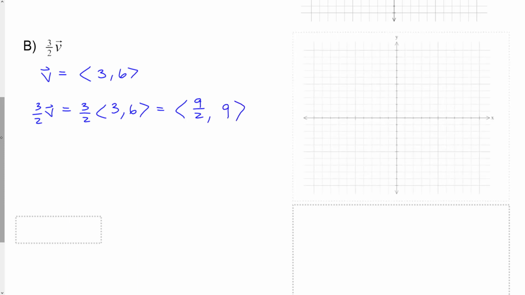Okay, so let's sketch these. The original vector, vector v, 3, 6, is approximately right there. Now if I draw 3/2 of v, it's at 9/2 and 9. 9/2 is approximately 4.5, so 4.5 and 9 would be about right there. If I draw a vector to it, it's pretty well right on top of the original vector. So it's in the same direction, but just a longer length. And that length has been increased by basically half.